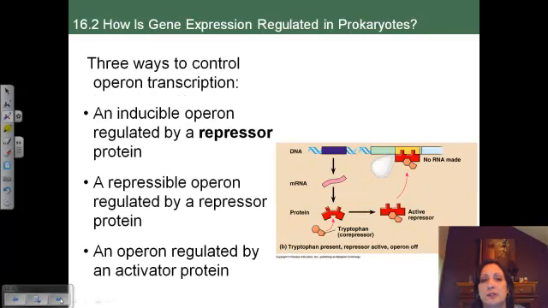So there's three ways really to control operon transcription. One is, if it's an inducible gene, meaning that it's off normally, like we just looked at, a repressor protein binds to that and stops it. Another way is with a repressible operon that's normally on, a repressor can turn it off. And then the last thing we're going to look at is how they're regulated by activator proteins. So I think of these here as on switches, these here as off switches, and these here as volume control. So we're going to look at each of these.